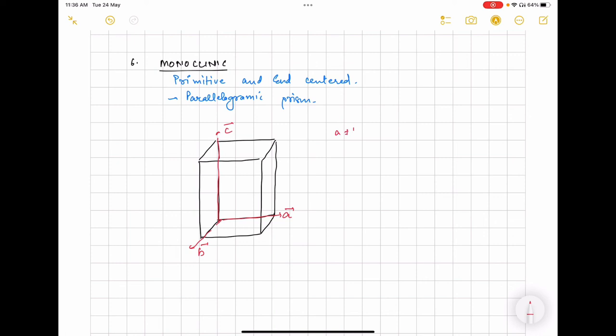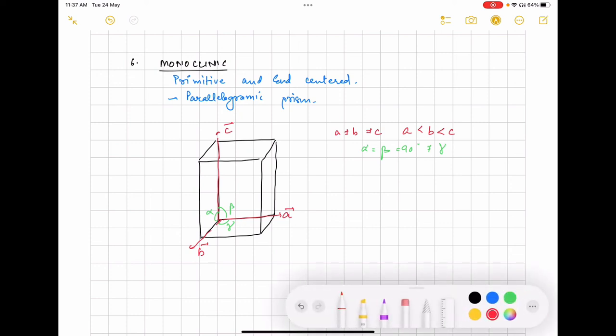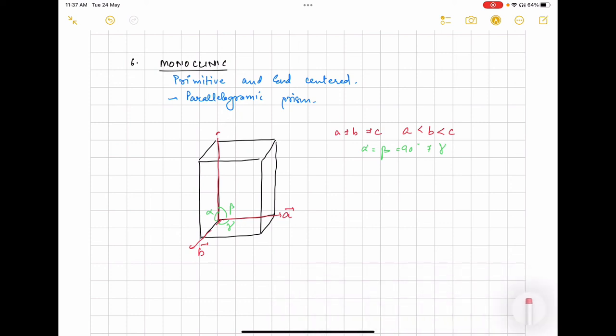So A is not equal to B and not equal to C, and by convention we take A less than B less than C. And here you see alpha, this is alpha, this is beta and this is gamma. So alpha equals beta equals 90, but this is not equal to gamma. Okay, I made a mistake. As per convention here, this axis is chosen as the B axis. This has to be remembered.